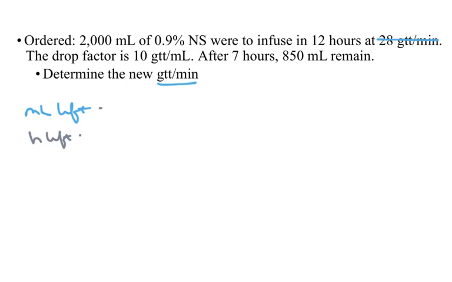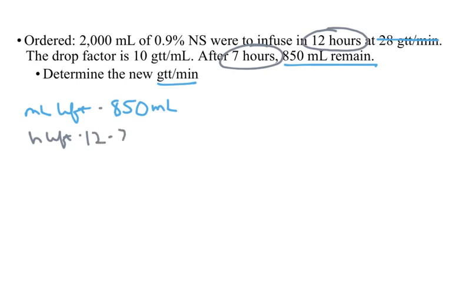After 8 hours, 850 milliliters remains. So I need to know how many milliliters are left. And the answer is just right here. Since it says that 850 milliliters remains in the bag, that's how many milliliters are left. You do not have to subtract here. For the next step, you want to know how much time is left. It was going to run for 12 hours, and now it's 7 hours later. So 12 hours minus 7 gives me 5 hours.